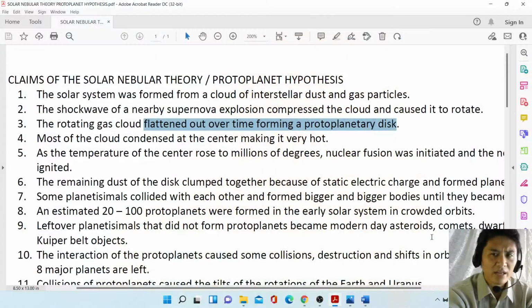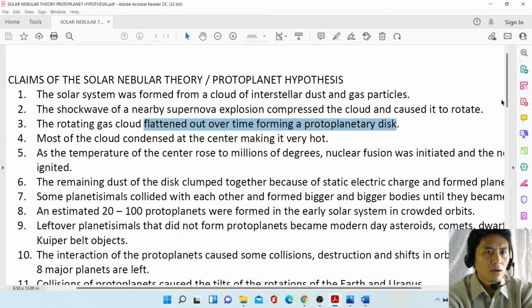If the rotation is like that, then it will flatten out and be like this, right? So the fact is it flattens out. Now, again, why do we believe that this is so?